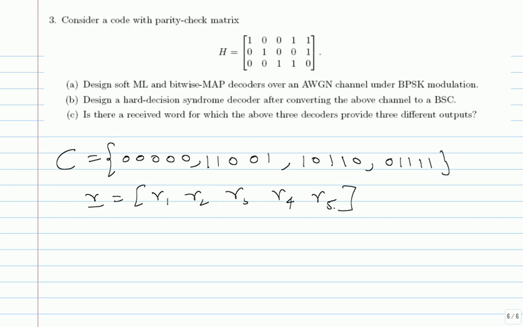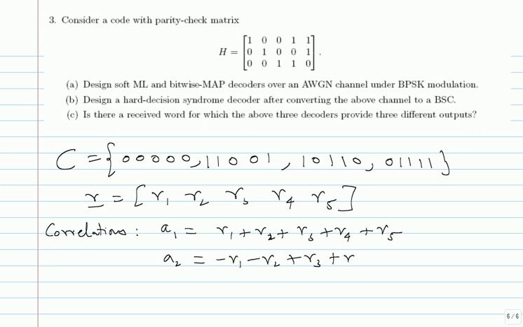Okay, the formula is the same, argmax of all the correlations. So you have to compute the four correlations. What are the four correlations you have to compute? Okay, so maybe I'll call them A1, A2, A3, A4. A1 is what? First correlation is with the all zero code word. That will be simply R1 plus R2 plus R3 plus R4 plus R5. Second correlation I have to compute is with this guy. It will be minus R1 minus R2 plus R3 plus R4 minus R5. The next correlation is with, okay, so it's quite simple.